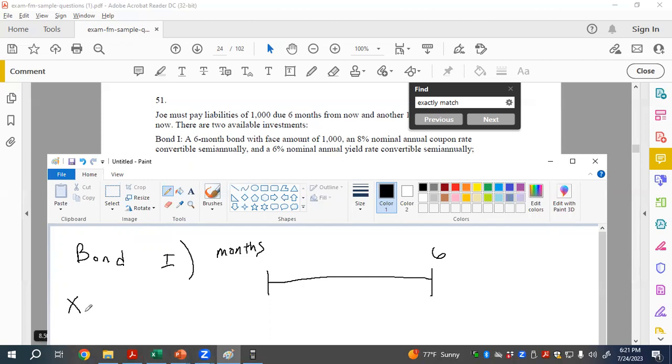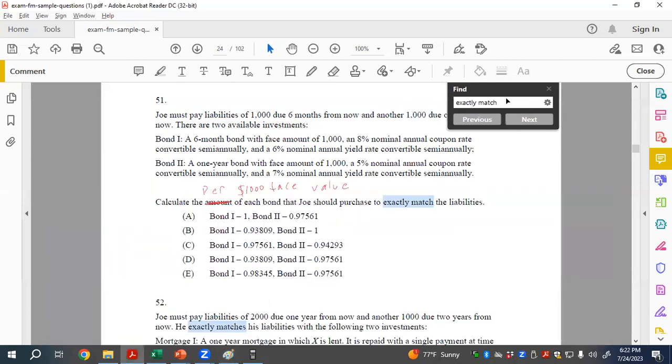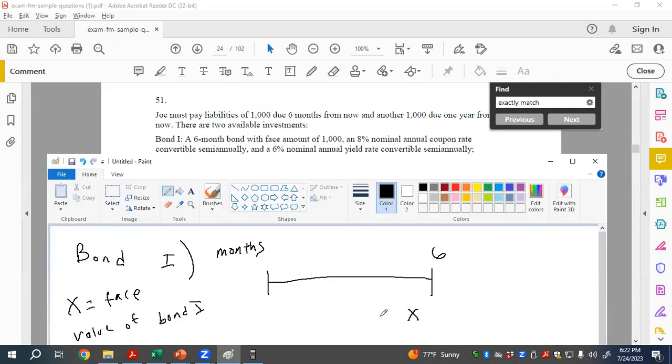So let's say X equals face value of bond 1. Okay, so you get your coupon of what times X? Well, it's 8% nominal semi-annual coupon rate, so 0.04. Okay. And you get your X back, your actual face value.